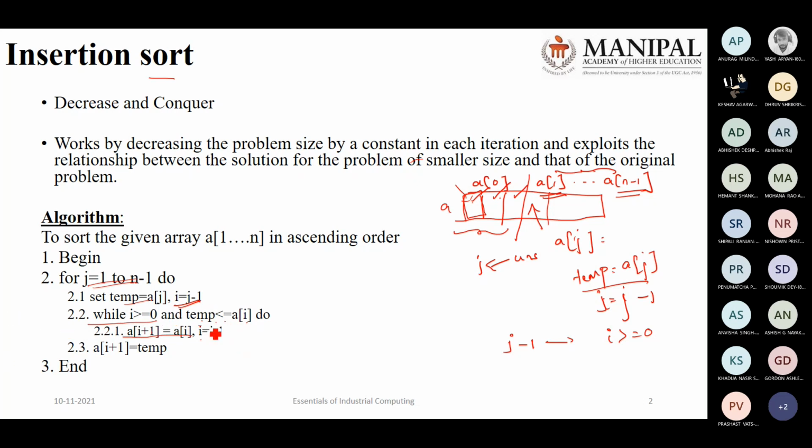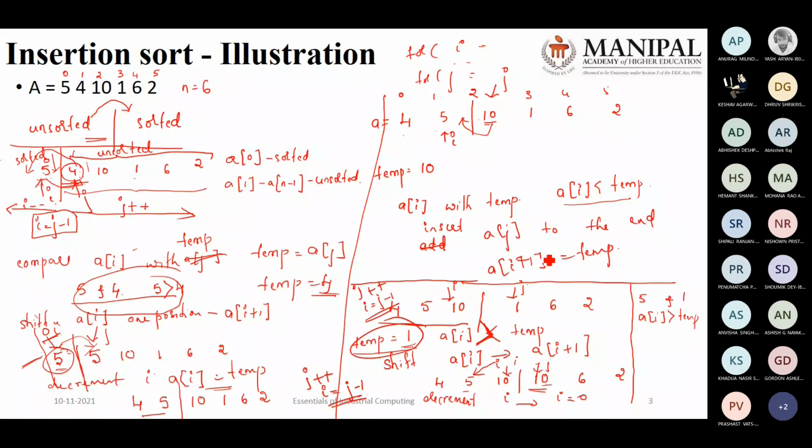How long do you do this? As long as the value of temp is less than or equal to A of I. When temp is greater than or equal to A of I, you terminate this while loop by replacing A of I plus 1 with temp. That we have done here, right? When temp is greater than A of I, you terminate the loop by inserting the temp in the A of I plus 1 position. That's the same condition.